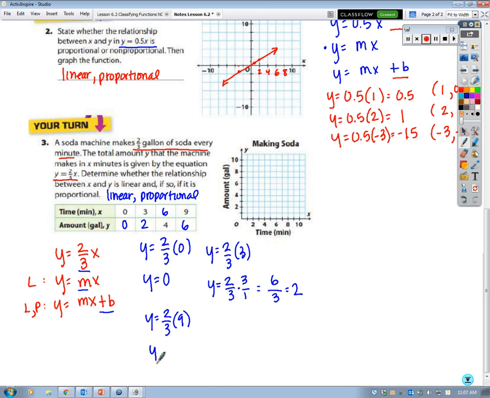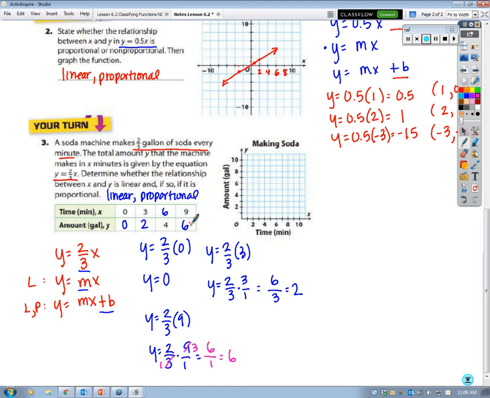2/3 of 9, right? So y equals 2 over 3 times 9 over 1. And a lot of you guys know how to cross cancel. I didn't do it in this previous one, but I'm going to do it here. So these have a common factor of 3. 3 divided by 3 is 1. 9 divided by 3 is 3. So I simplified before multiplying in this case. So I've got 2 times 3 is 6, and 1 times 1 is 1. So this is 6, which does match what we've got in that table.